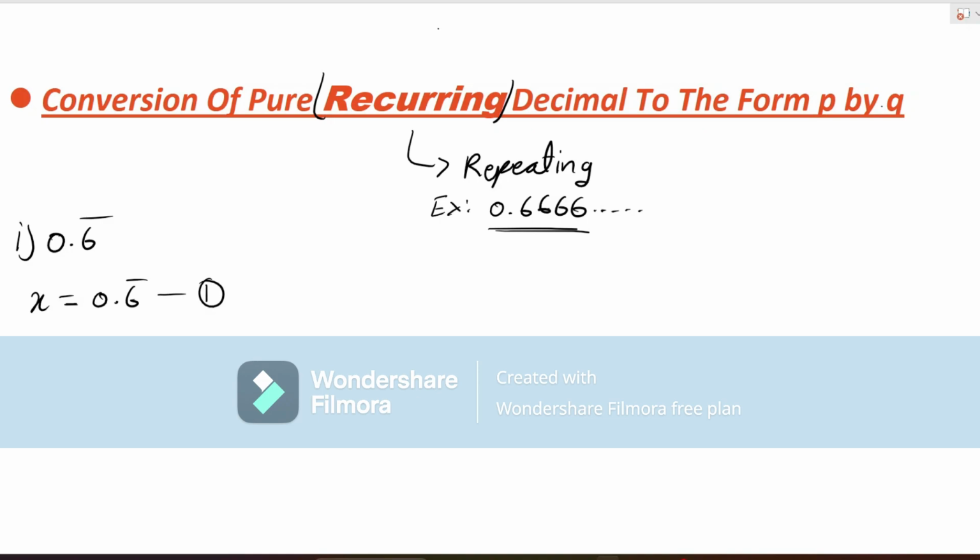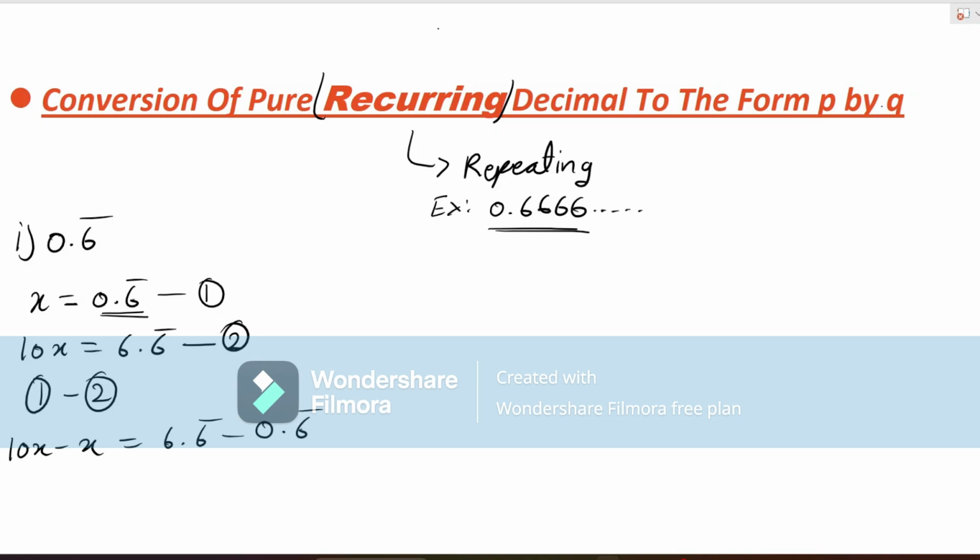So this is going to be your first equation. Now you have to multiply 10 with x and your number. So it will become 10x is equal to 6.6 bar. Okay, now this is our equation 2. Now we have got our equation 1 and equation 2. Now we have to subtract equation 1 from 2. So here it will be 10x minus x is equal to 6.6 bar minus 0.6 bar.